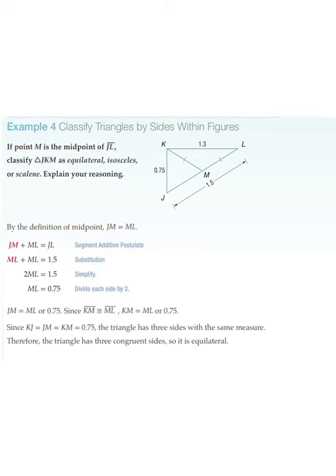Okay, example 4. Now algebra comes into play, and looking at your notes as far as making statements. Everything that they've done, they've told you what they're going to do and the reason why, so make sure you do. But look for things. It says that M is the midpoint of JL. So from here to here is 1.5, so part way, up to where M is, is half of that, so that's going to be 0.75.